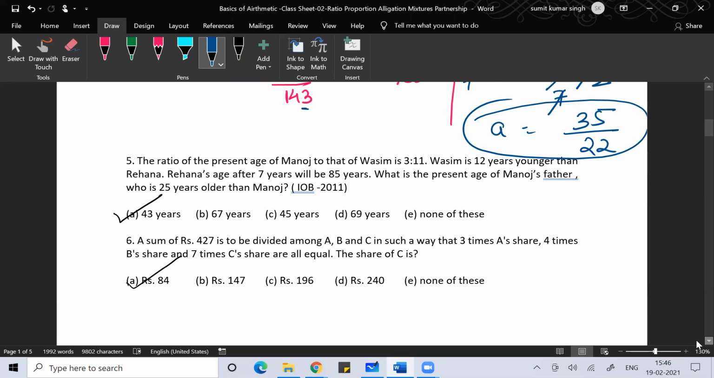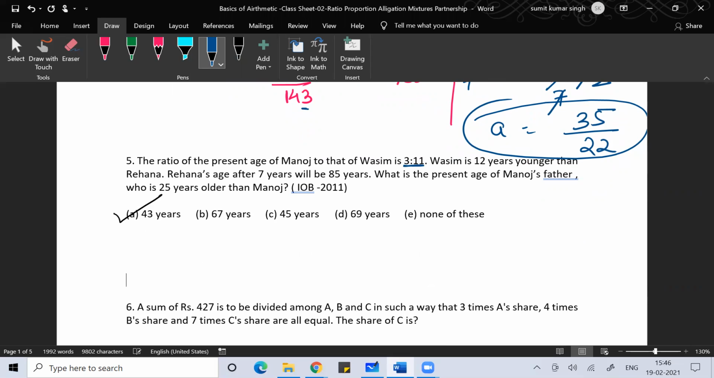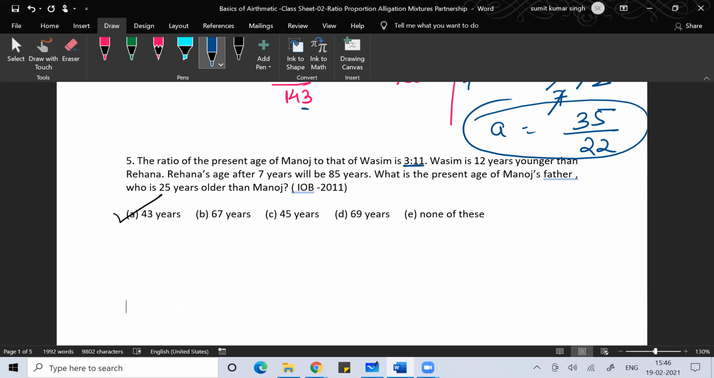So question number 5. The ratio of the present age of Manoj to Wasim is 3 is to 11. So suppose Manoj's age is 3x and Wasim's age is 11x. The ratio of the present age of Manoj to Wasim is 3 is to 11, so let Manoj's age be 3x and Wasim's age be 11x.